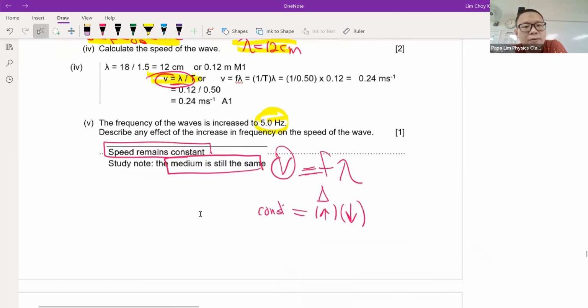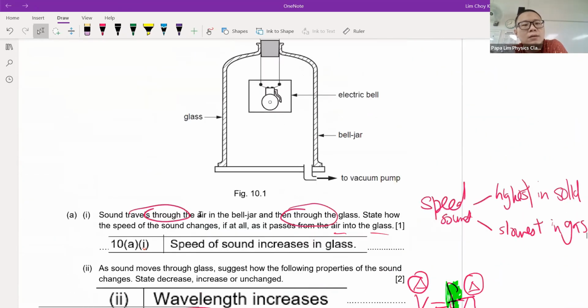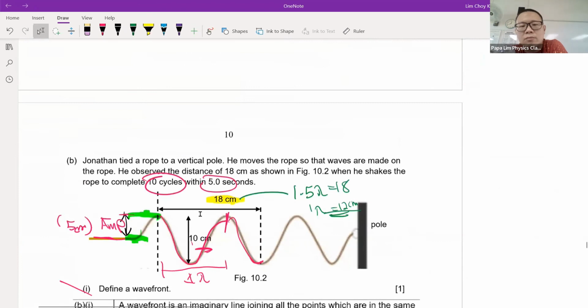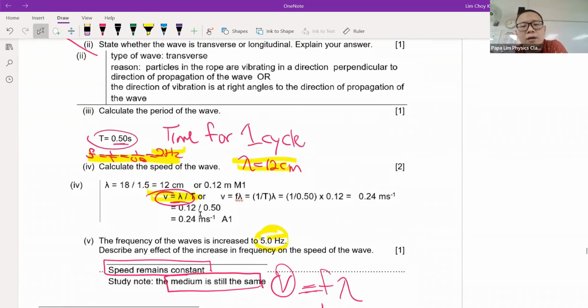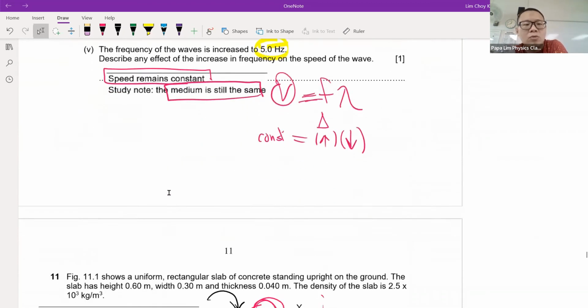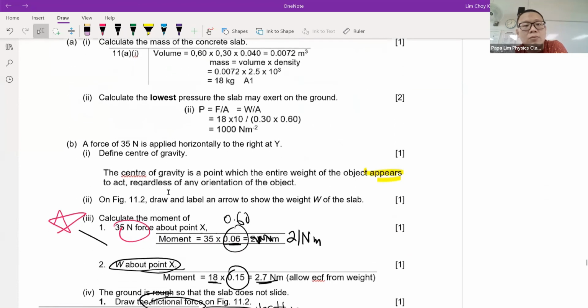Between question 10 and 11, if I'm not confident about sound, like what happens to the wave when the frequency changes, I may want to skip that question first. I'm not saying I will not do question 10, but I will look at question 11 first.